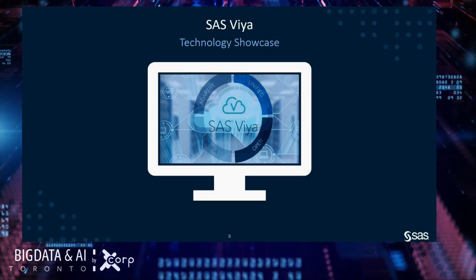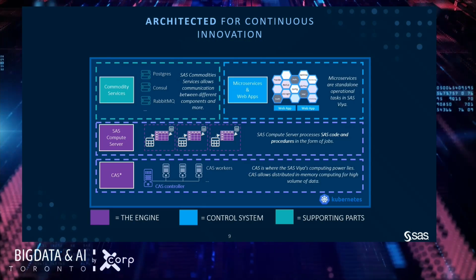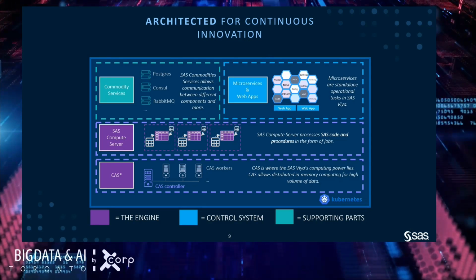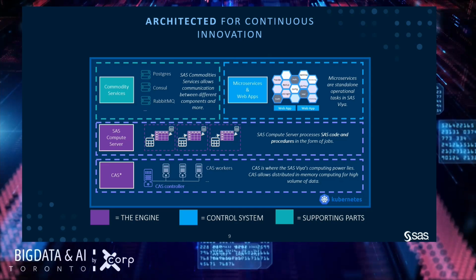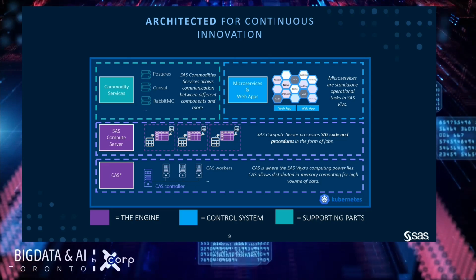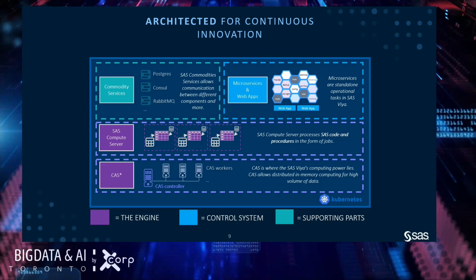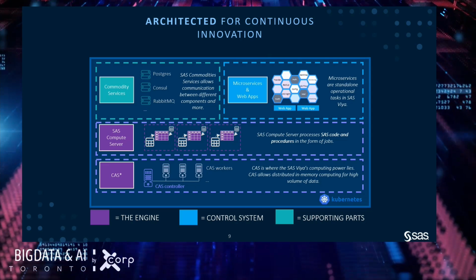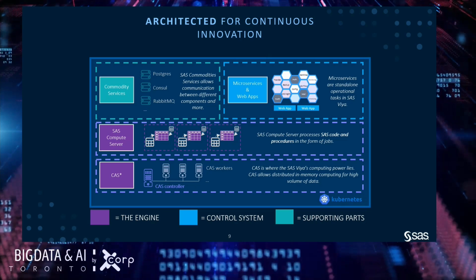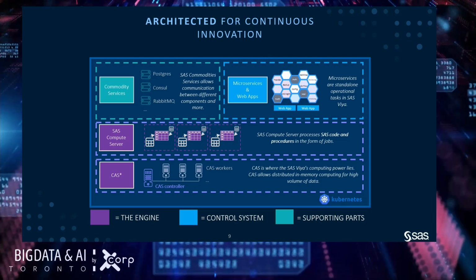and take us through the last bit on architecture. So we have architecture for continuous innovation. As you can see on the chart here, the architecture for SAS can be put into three parts: the engine, which is purple, the control system, which is blue, and the supporting parts, which is green. So the engine contains our CAS. So that's cloud analytics servers.